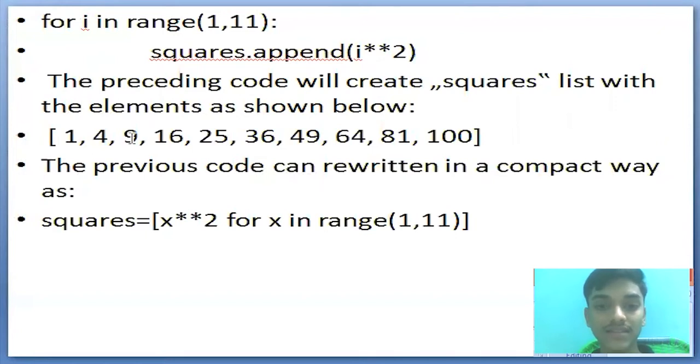So these are the squares. This is the square of 1, 2, 3, 4, 5, 6, 7, 8, 9, 10. So it is ending at 100. So the previous code can be rewritten in a compact way, as follows.